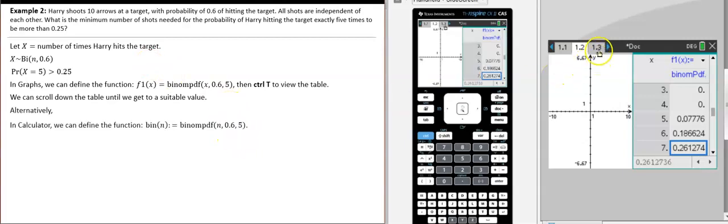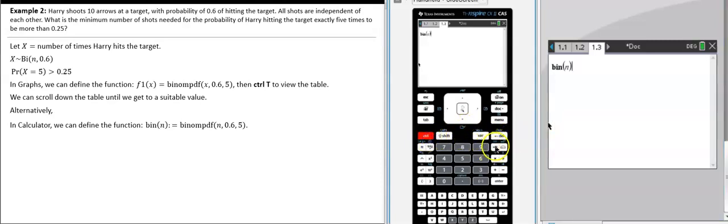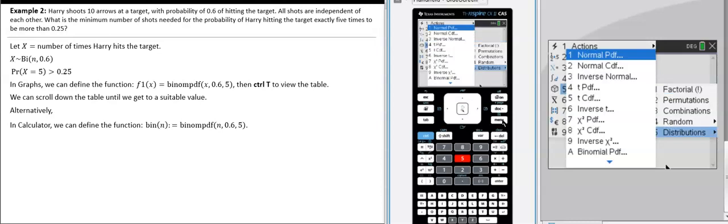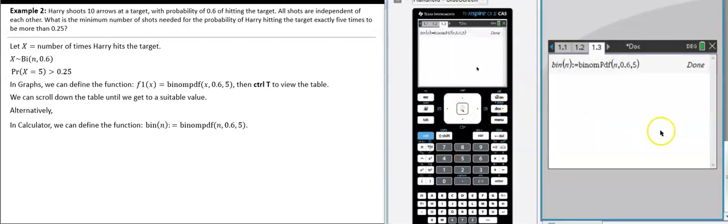Alternatively, we can open a calculator page and define the function bin for binomial n. Then we can use the walrus face button, the blue bit above the brackets and matrices. Instead of typing binomPdf in, I can go to Menu, Probability, Distributions, A for binomial PDF. My number of trials is n, my probability is 0.6, and my x value is 5. So I've defined that function now.